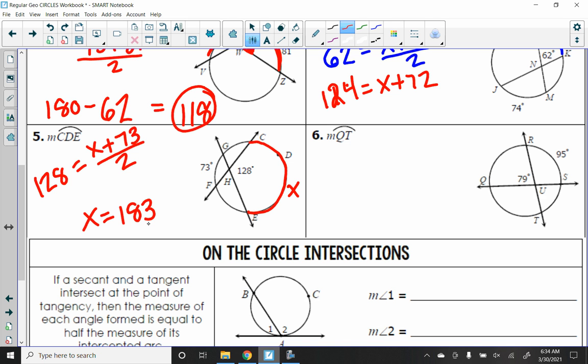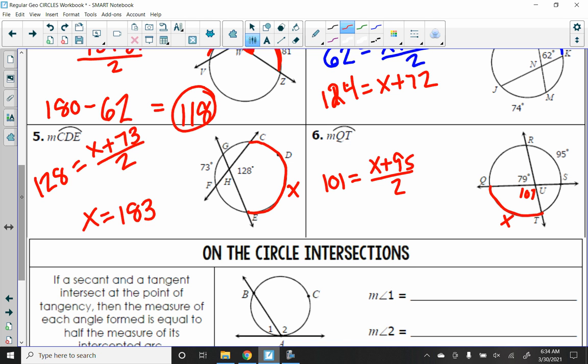All right, QT. So it looks like we have QT. I do not have the angle. That red angle I just put a dot in is what we need. But you can find that. Just take 180 minus 79, and it's 101. Now you can set up the equation. Call this X. Now it's 101 equals the arcs. The two arcs are X and 95 over 2.